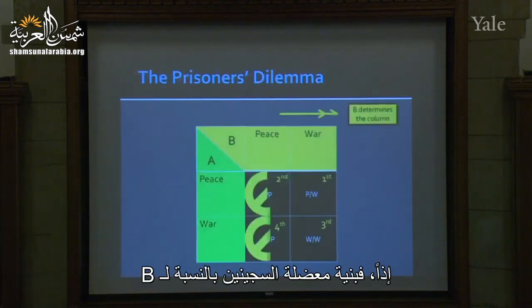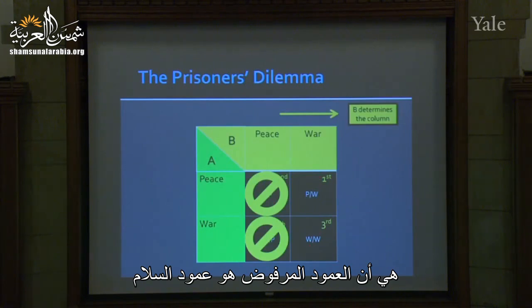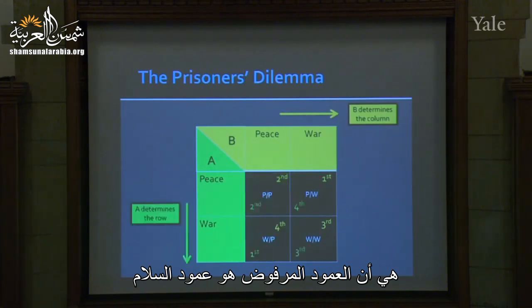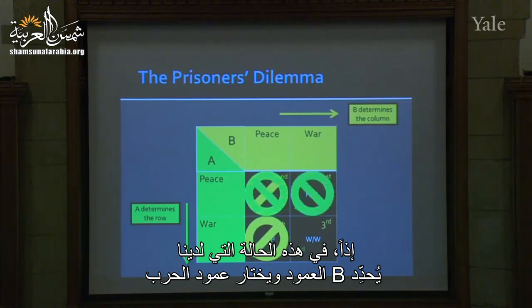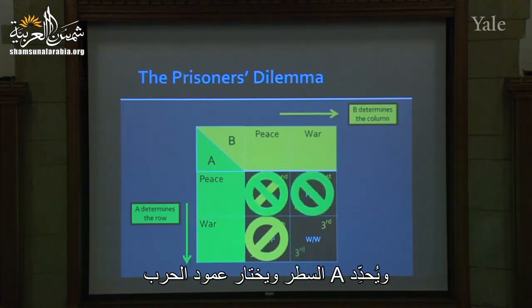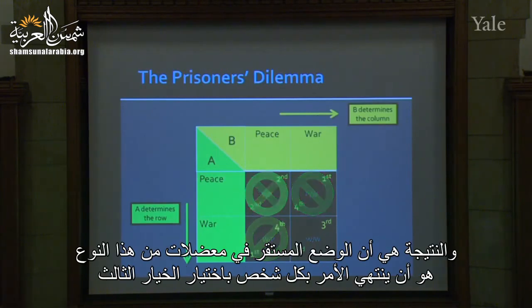So the structure of the prisoner's dilemma with regard to B is also that the column that is rejected is the peaceful column. So what we have is a situation where A determines the row, where B determines the column and chooses the warlike column. A determines the row and chooses the warlike row. And the result of this is that it is a stable situation in dilemmas of this kind that everybody ends up with their third choice.